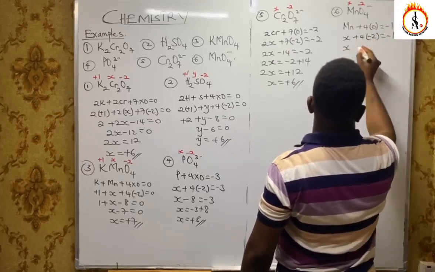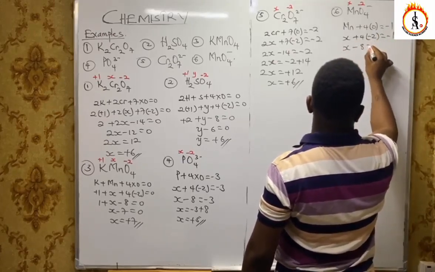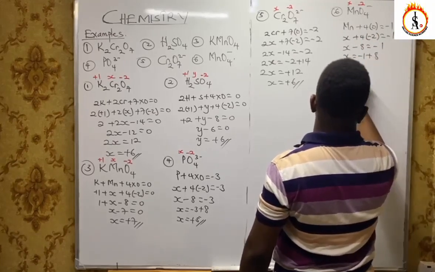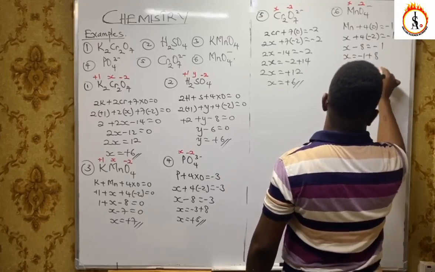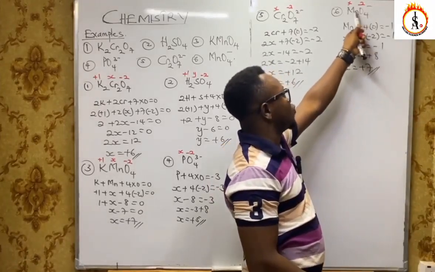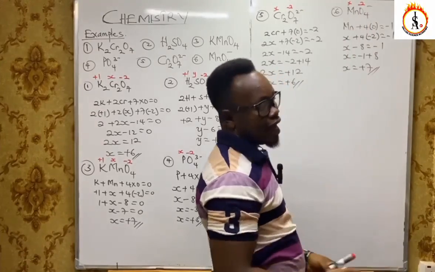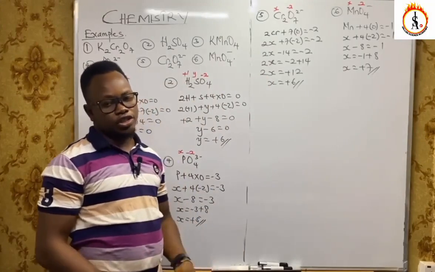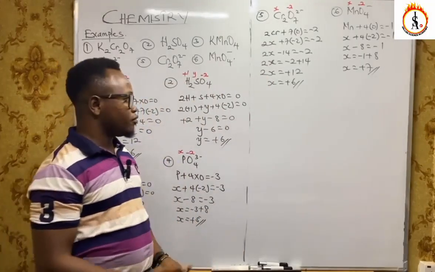So the oxidation number of manganese is X plus 4 into negative 2 is equal to negative 1. Plus times minus is minus. 4 by 2 is 8 is equal to minus 1. X will be equal to minus 1 plus 8. X will be equal to plus 7. So we can refer to this as the tetraoxomanganate 7 ion. Okay. So this is the concept of oxidation numbers calculation.